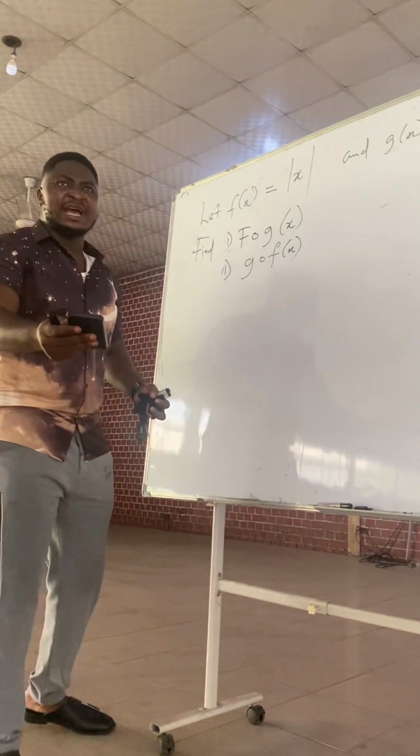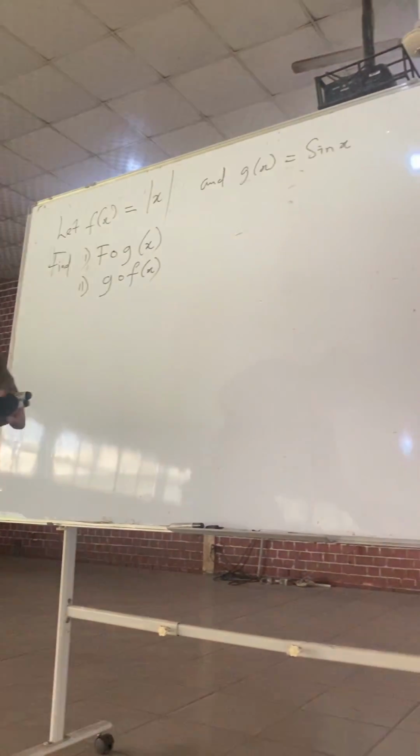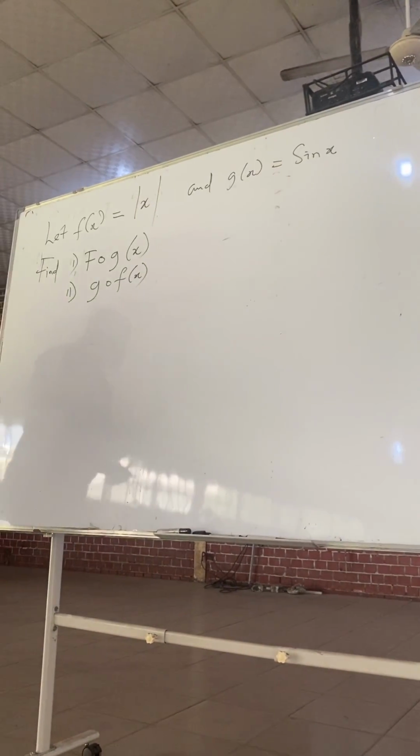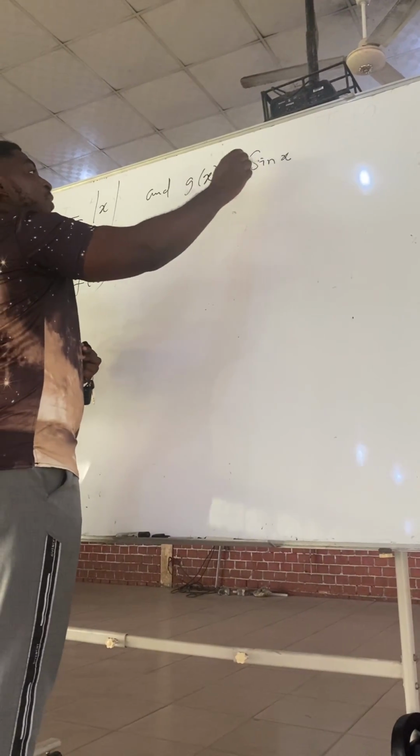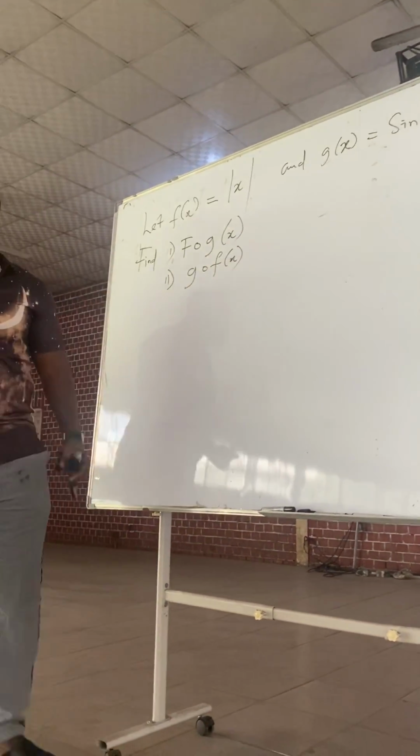f of g of x and g of f of x. Class, follow me. I know g of x, right? I know g of x equals sine x, and f of x equals absolute value of x.